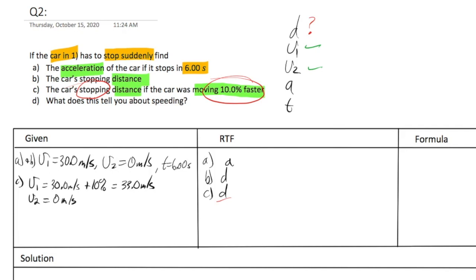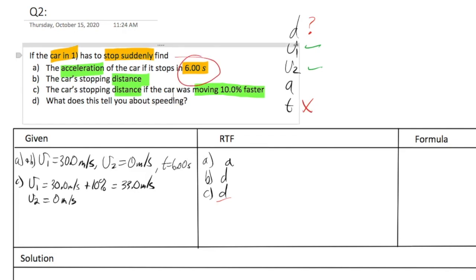We need 3 out of the 5. And invariably, someone at home is saying, but we know time! Like, what gives? I'll tell you what, no, you don't have time. You see that 6 seconds? That 6 seconds was associated when the car was moving at 30 meters per second. But now we're moving faster. And since we're moving faster, it's going to take more time to slow down and come to a stop. That means it's going to exceed 6 seconds.